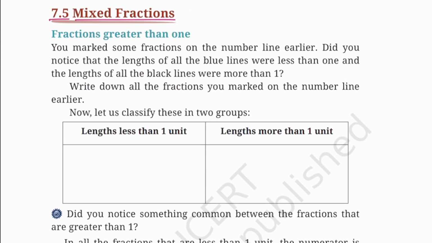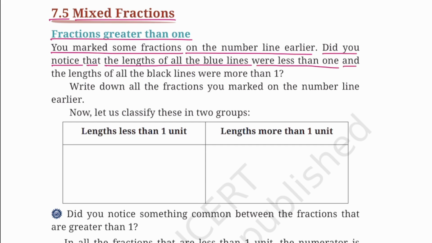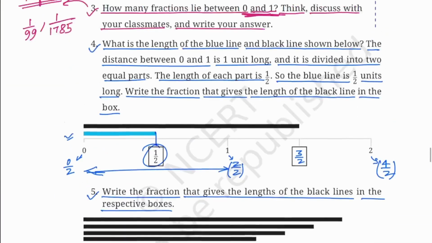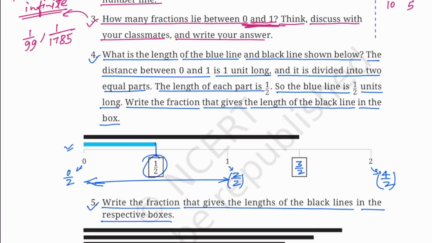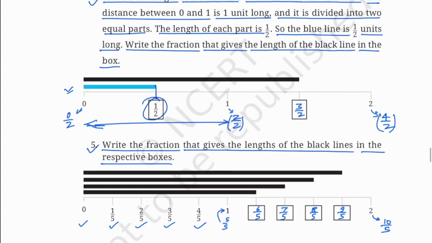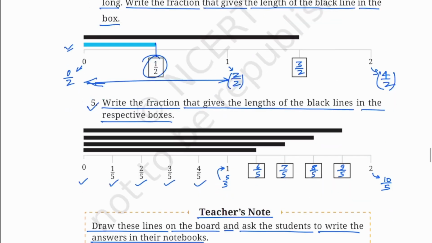7.5 Mixed fractions. Fractions greater than 1. You marked some fractions on the number line earlier. Did you notice that the lengths of all the blue lines were less than 1 and the lengths of all the black lines were more than 1? Write down all the fractions you marked on the number line earlier. You can see the length of the blue line is less than 1 and the length of the black lines is more than 1.